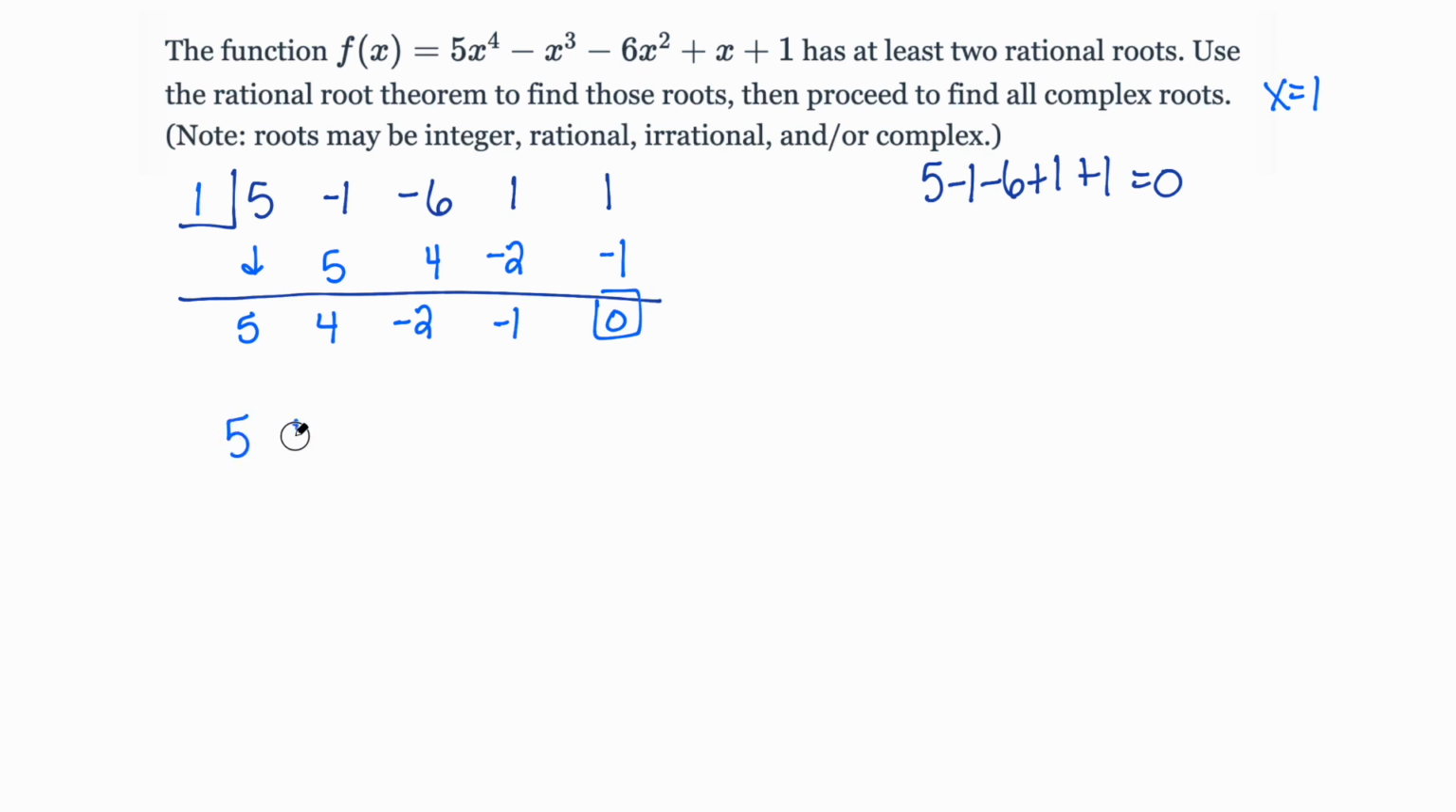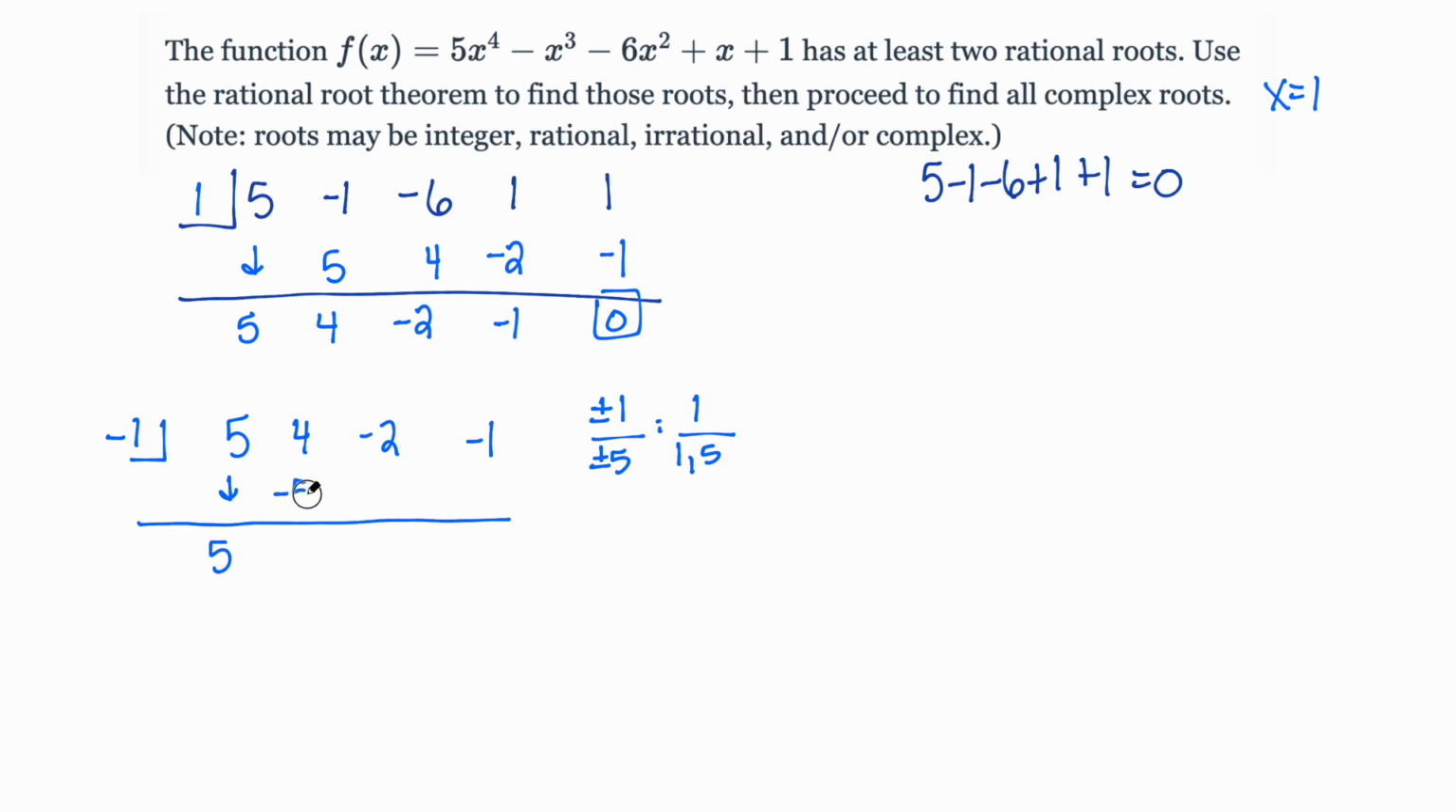Now, we've got to do it again. This is where you do need to possibly check possibilities. This is plus or minus a 1 over plus or minus a 5. So it could be 1 or it could be 1/5. We're not sure. Let's go ahead and try negative 1 first because it's a nice number. So let's actually try negative 1.